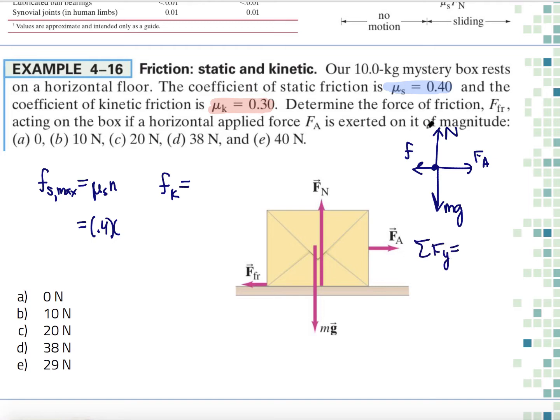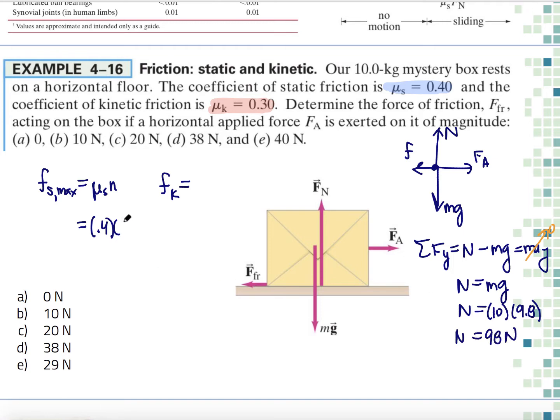In the y direction, I have a normal force acting upward. I have mg acting downward. And this is in the y direction. And there is no acceleration in the y direction. My box is not lifting up off of the ground. So my normal force in this case is just equal to mg. So my normal force is actually 10 times, we're going to use 9.8 here because it becomes significant for this example problem. So my normal force is 98 newtons.